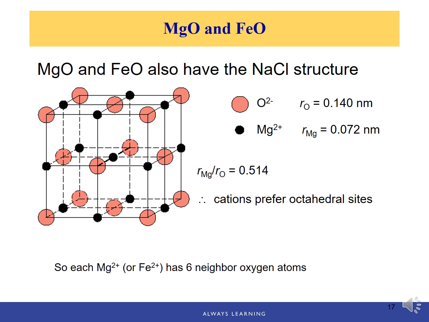With the same characteristics, we can also figure out that magnesium oxide and iron oxide have the rock salt structure. Based on the ratio of rC over rA, the ratio is 0.514. Therefore, the coordination number must be 6, so the cations prefer the octahedral sites. This coordination number is true for both, so the coordination number for both cations and anions is 6. There are 6 cations surrounding each anion, and 6 anions surrounding each cation.